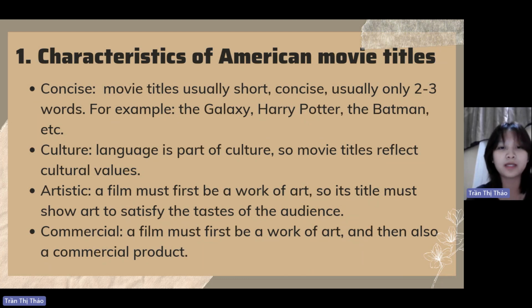The second is culture. Language is a part of culture, so movie titles reflect cultural values. Thus, it is necessary that the translator is not only bilingual but also bicultural. The third is artistic. A film must first be a work of art, so its title must show art to satisfy the taste of the audience. And a movie with an offensive, vulgar title certainly doesn't promise economic success.